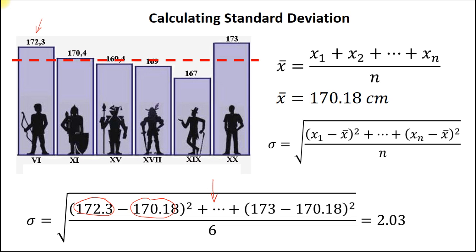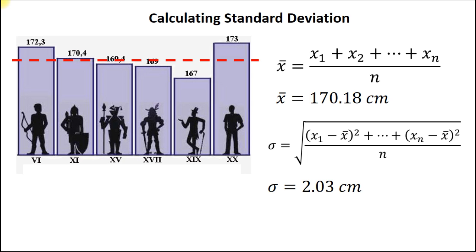And the last term contains the average human height in the 20th century, which is 173 centimeters according to our data. Then we should divide the sum by the total number of periods, which is 6, and take the square root of the result. And the answer is 2.03 centimeters.